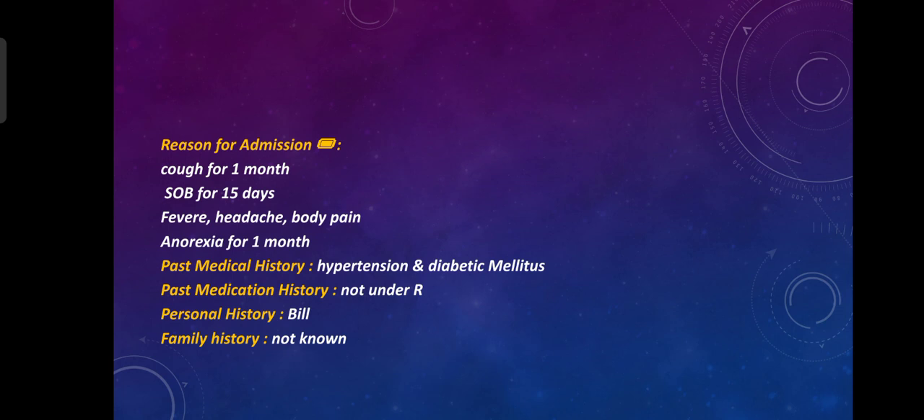Now the objective or reason for admission of that patient. She has had a cough since 1 month, shortness of breath for 15 days, fever, headache and body pain, and anorexia for 1 month. Past medical history includes hypertension and diabetes mellitus. Personal history is nil. And family history is not known.